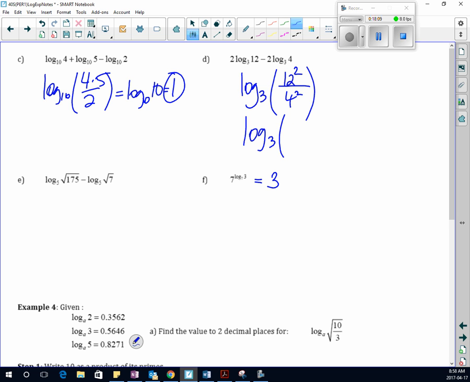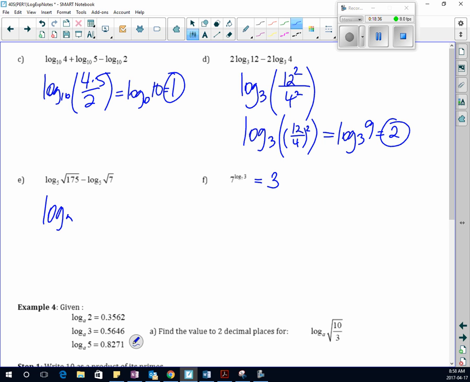So this is the same thing as 12 divided by 4, the whole thing squared. Would you agree that the squaring goes to both the top and the bottom? And of course, 12 divided by 4 is 3. 3 squared is 9. So this is log of 9 base 3, which is 2. But you could have gone 144 divided by 16, but I just think it's harder to divide a 2-digit number there. Same with this one.